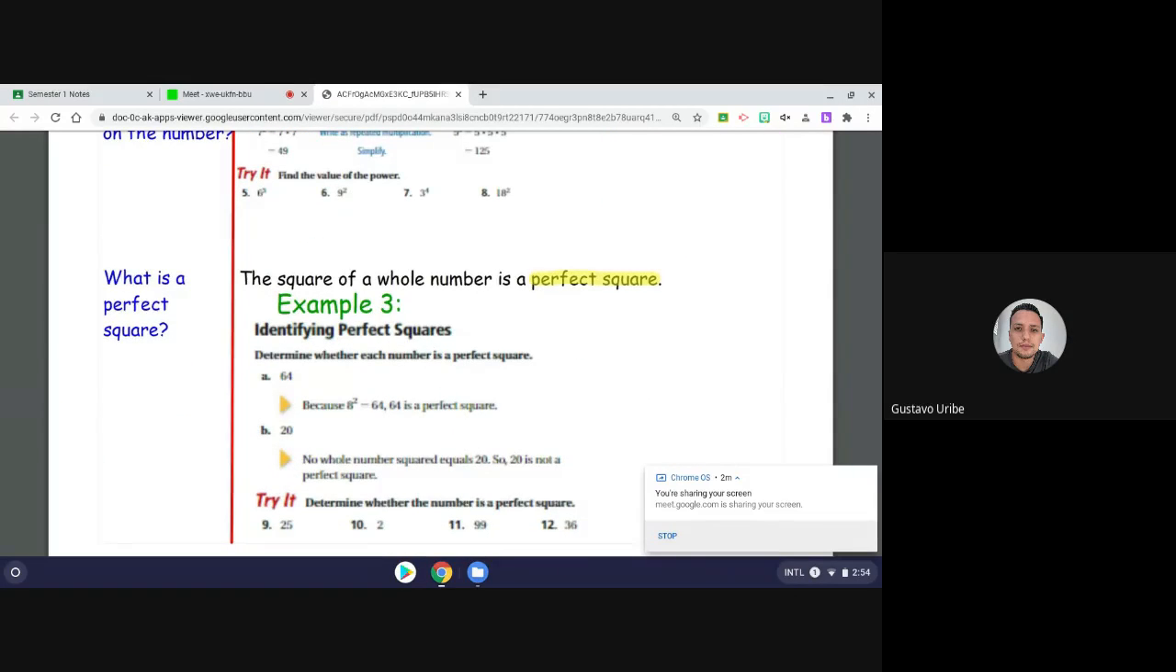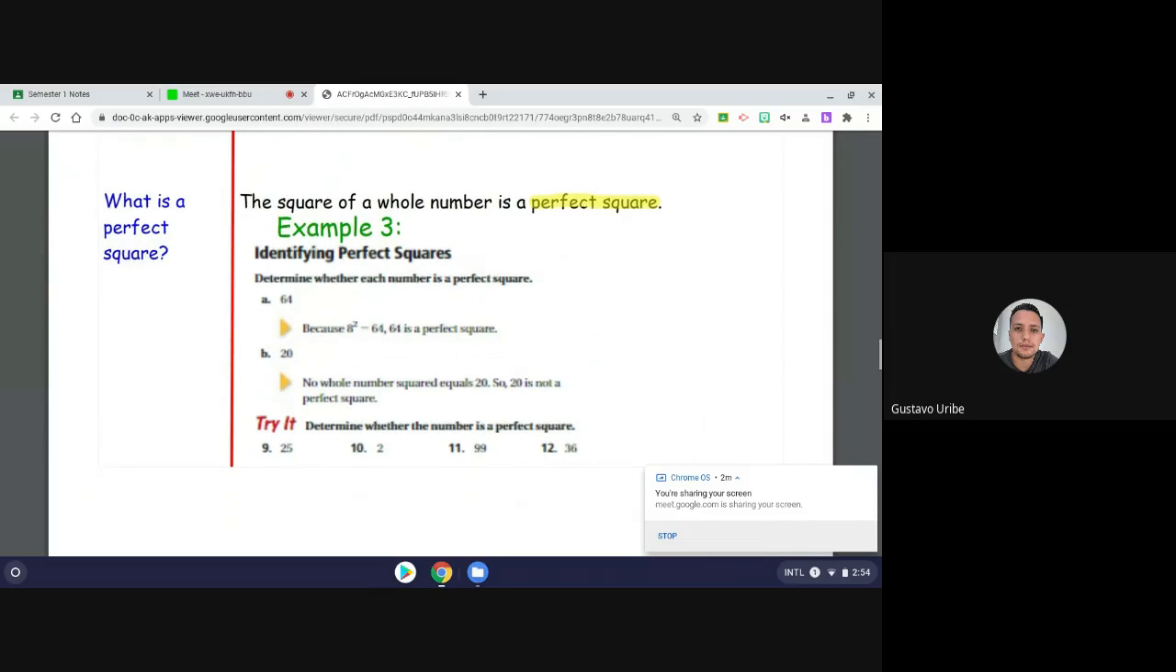Now let's talk about what a perfect square is. So the square of a whole number is a perfect square. Well, what does that mean? All right, let's see if we can try to identify these. Determine whether each number is a perfect square. All right, the first example is 64. Well, 64 is a perfect square because 8 squared is going to give me 64.